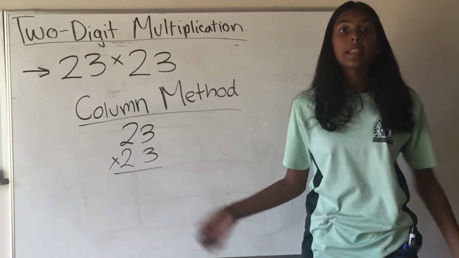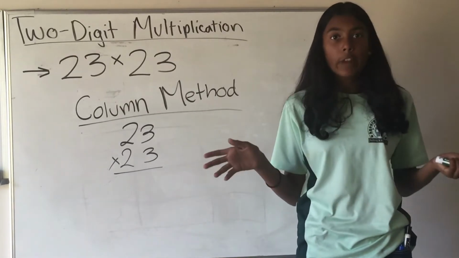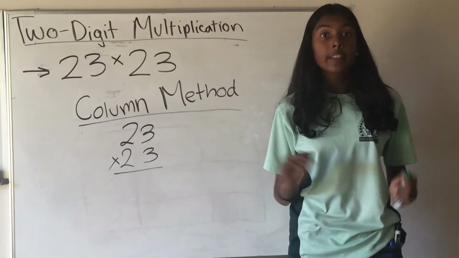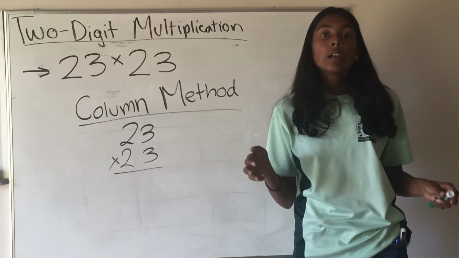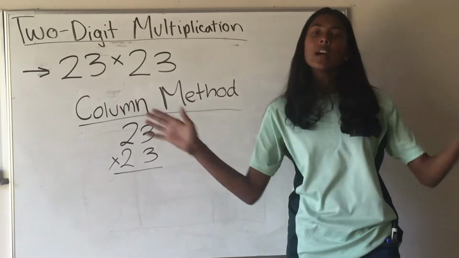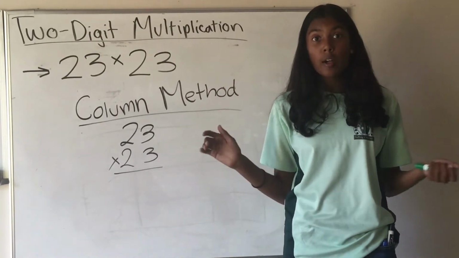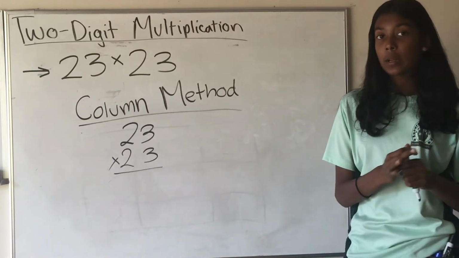So the last method is the column method. I don't really think that's the name of it. I couldn't find the name of it, so I'm just going to call it the column method because you're using columns. So this one is by far the easiest, but it's confusing at first. But once you understand it, it's going to be the easiest way to do all of them. But you're the judge of that. So let's do 23 times 23.